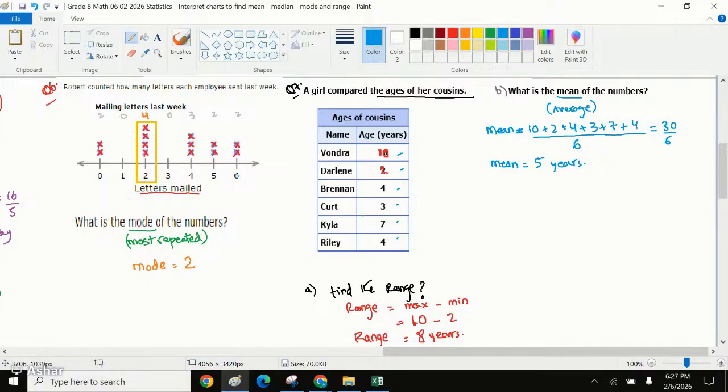Okay, let me just confirm. 10 plus 2 plus 4 plus 3 plus 7 plus 4. Yes, it's 30. And there was 6. I know the answer is, but it's always better to confirm, right?